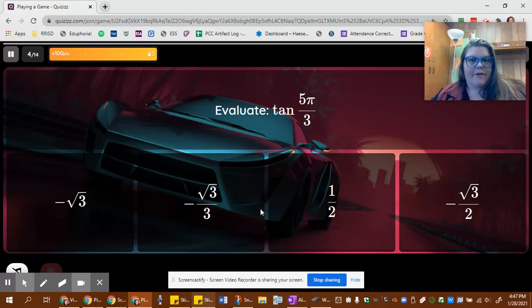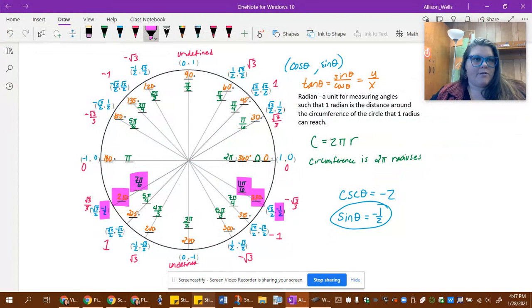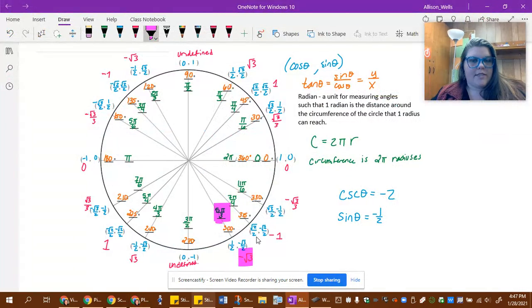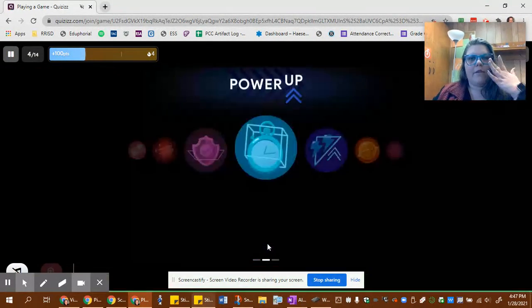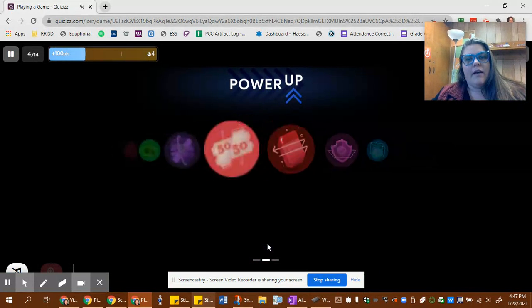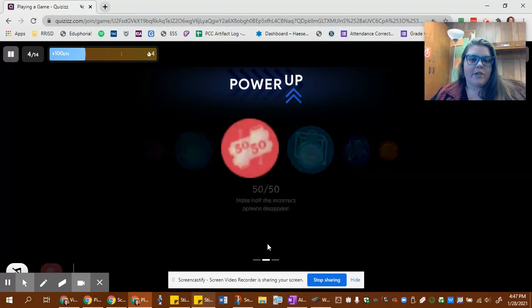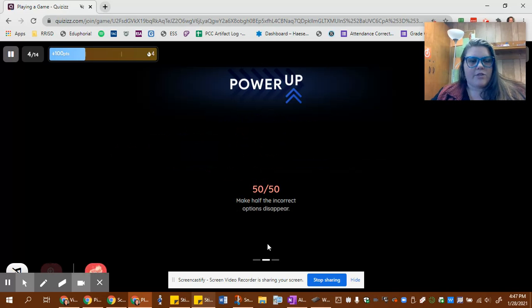All right, tangent at 5 pi over 3. So we're back to normal angles. Let's look for the angle at 5 pi over 3. That would be right here. And it said tangent, which is -√3. So each time you're looking for the angle first, and then you identify which part of that point you are actually interested in for that question.